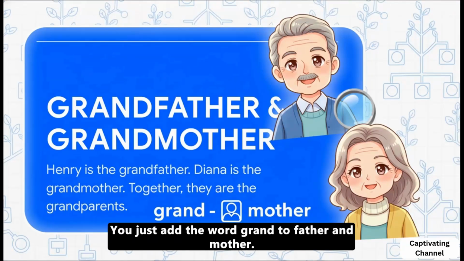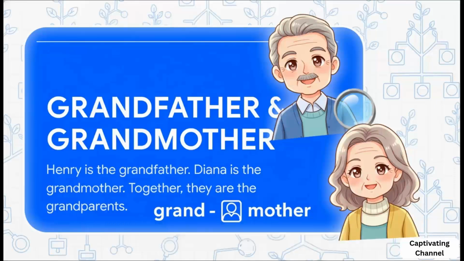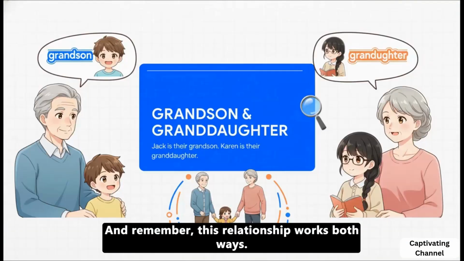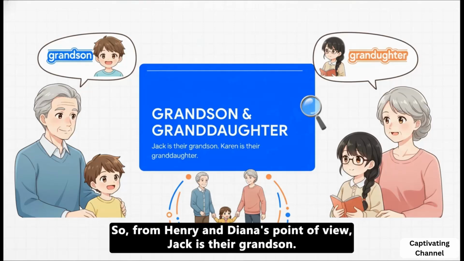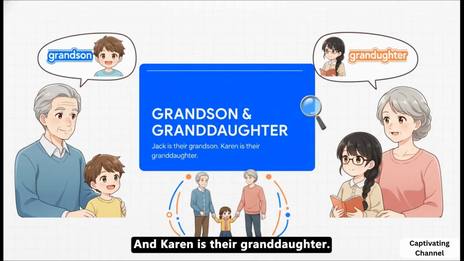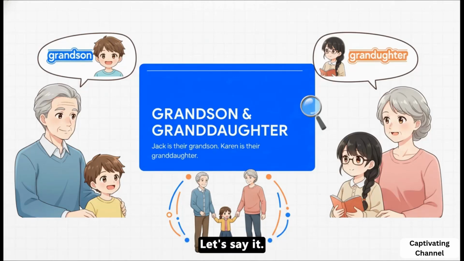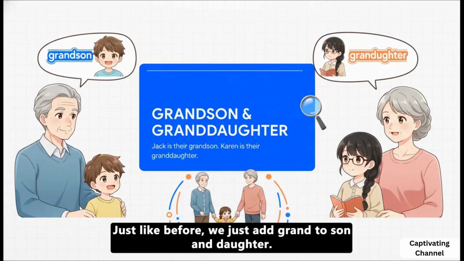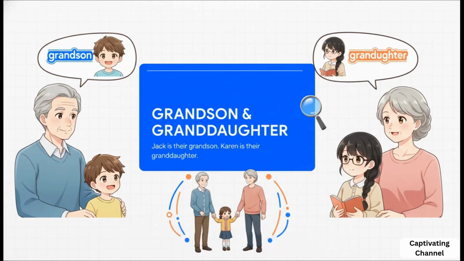You just add the word grand to father and mother. It's a nice little trick. And remember, this relationship works both ways. So from Henry and Diana's point of view, Jack is their grandson. Repeat after me. Grandson. And Karen is their granddaughter. Let's say it. Granddaughter. Just like before, we just add grand to son and daughter. See how that works? Simple.